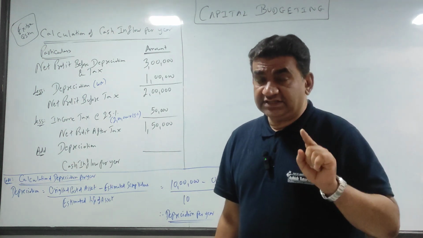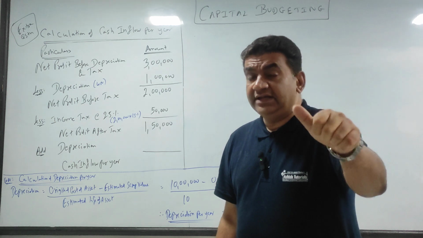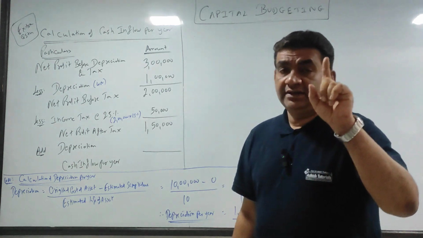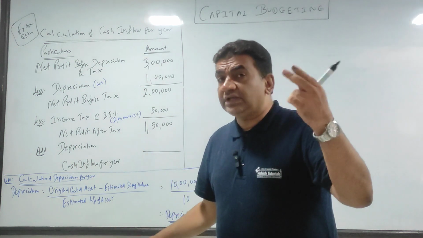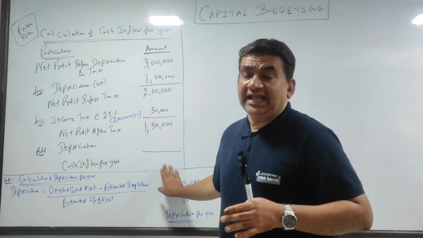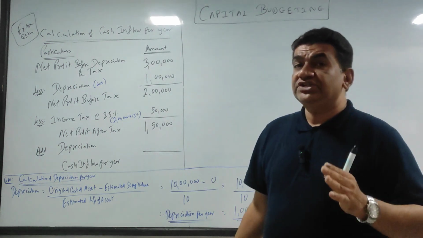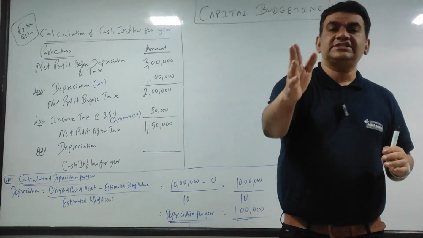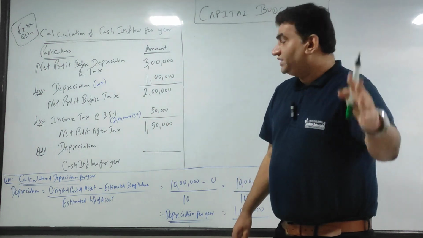3 things they have asked: payback profitability, payback period, and ARR. ARR के लिए I need this, and for the other two I need cash inflow. So that is the reason I have to calculate cash inflow. Now what I told you in the explanation, those who have not yet followed, I am mentioning again. बार बार repeat करूंगा, don't worry, मेरे पास बहुत patience है.